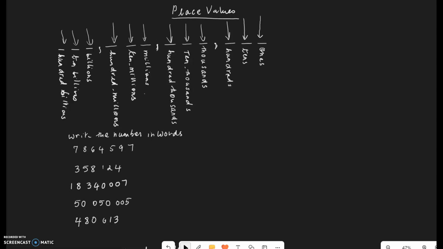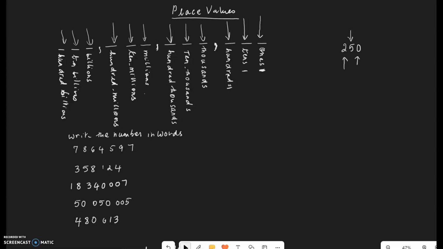So we'll first review place values. The last digit in a number is the ones place. The one to the left is the tens and then the hundreds. So if we have 250, 0 is in the ones place, 5 is in the tens place, 2 is in the hundreds place.